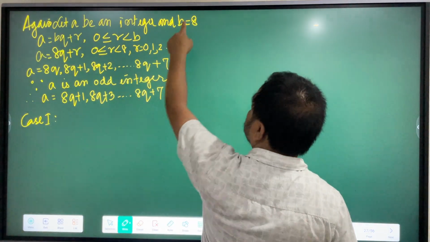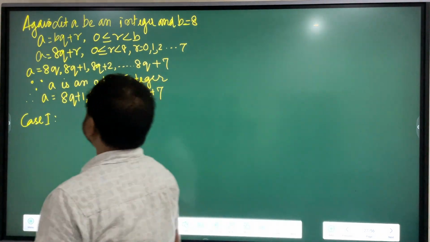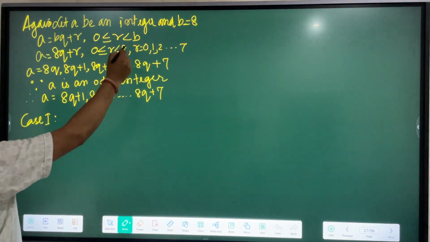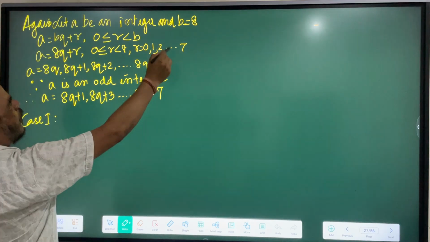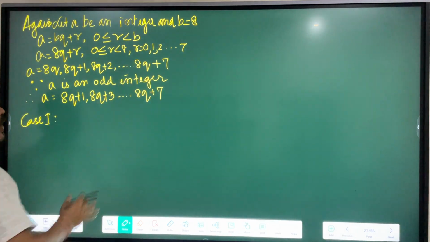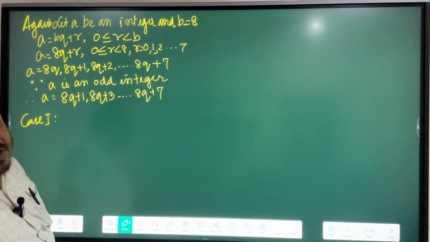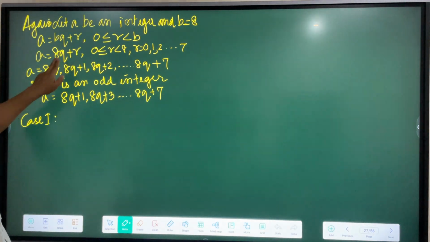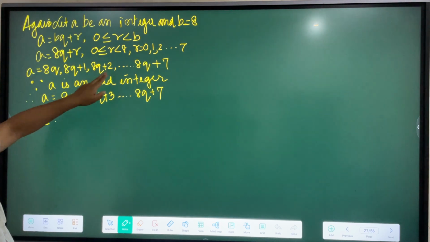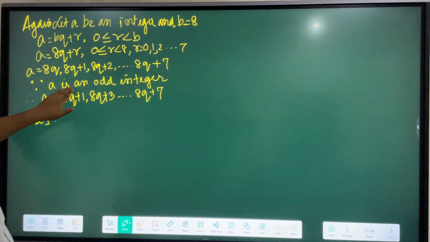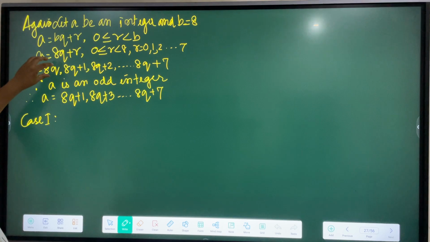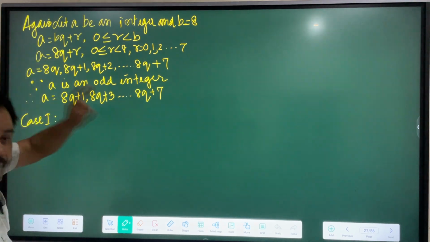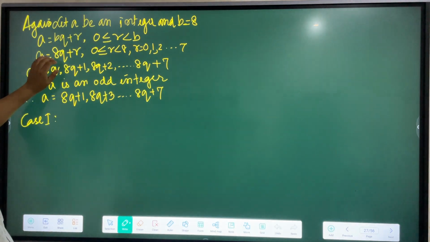So b equals 8 now. 8 means what? R equals 0, 1, 2, 3, 4, 5, 6, 7. So there are 8 cases. But among these not all are possible because a is an odd integer. So 8q plus 0, 8q plus 1, 8q plus 2, like this till 7. But since a is an odd integer, we avoid the first one, 8q, because 8 into something is always even.